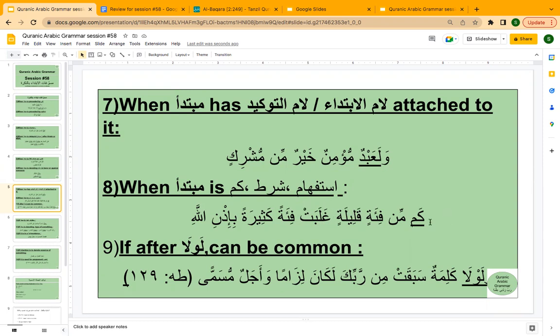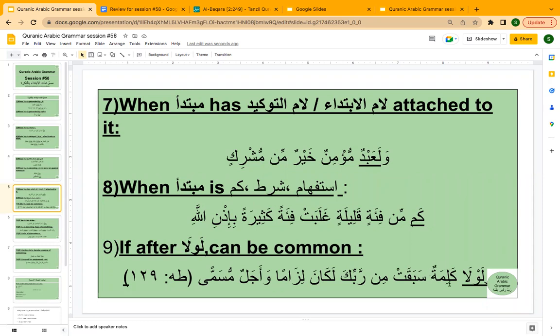But for now, just look at this word, and inshallah we will do these sentences in future, life permitting, bi'idhnillahi ta'ala. So keep that in mind. If your word is ism istifham, ism shart, or kam. Okay, if your mubtada is coming after lawla, it can be common.